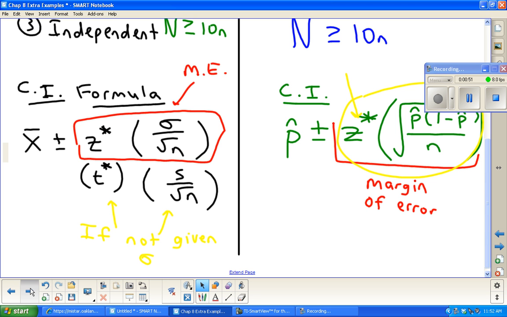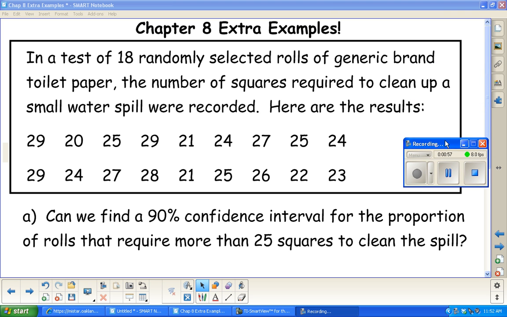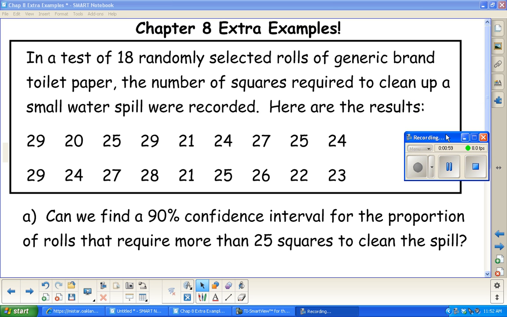I did want to set up another example here, running through a little sample problem. So let's say we have done a test, 18 randomly selected rolls of generic brand toilet paper, and we counted the number of squares required to clean up a small water spill. Okay, so we have 18 different little tests. The first test took 29 squares to clean up the water. The second test took 20 squares, and so on.